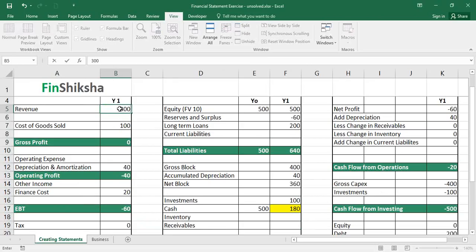So let's put this 300 here and let's look at the changes. Note the cash figure here, 180 at this point of time. Balance sheet size, 640 at this point of time. Enter. Now look at this. So we introduce a gross profit of 200. That gives us a final profit before tax of 140. Why? Because 60 of loss was already taken. On 140, there is a 30% tax of 42.